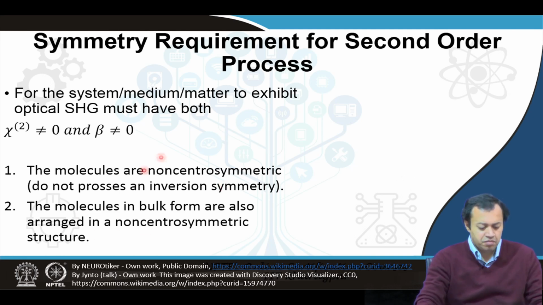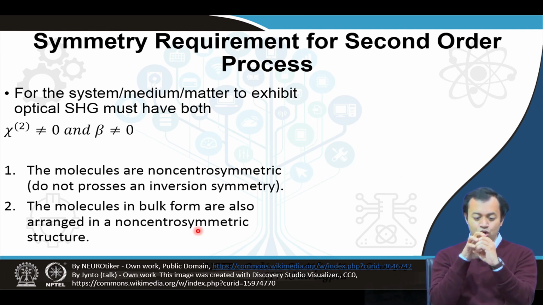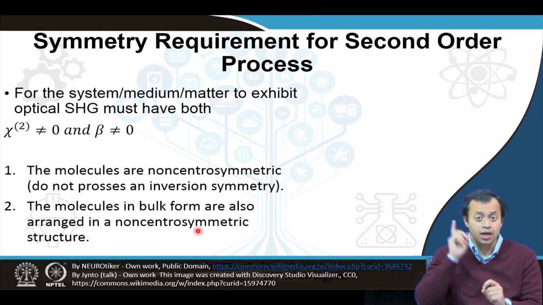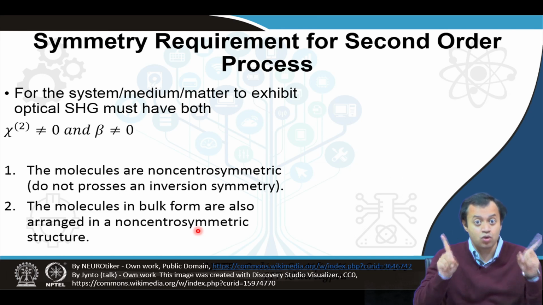However, if the molecule needs to show second order processes, it needs to be non-centrosymmetric, i.e. the molecules in bulk also are arranged in a non-centrosymmetric structure. It should not be that the molecule is non-centrosymmetric just by itself. The arrangement has to be non-centrosymmetric as well. Now, please mark my word, non-centrosymmetric does not mean random. It simply means asymmetric. These are two separate words.